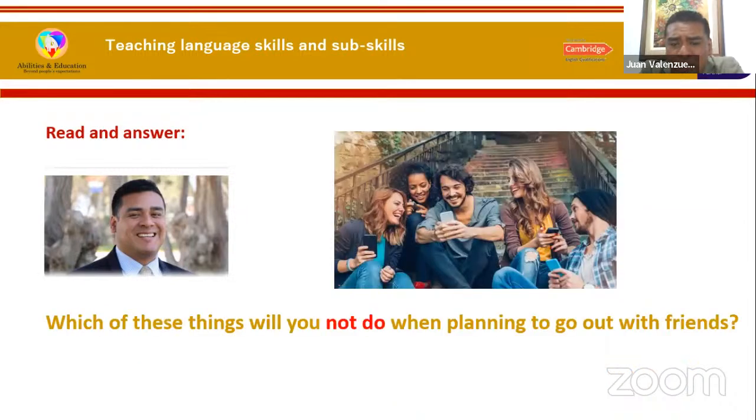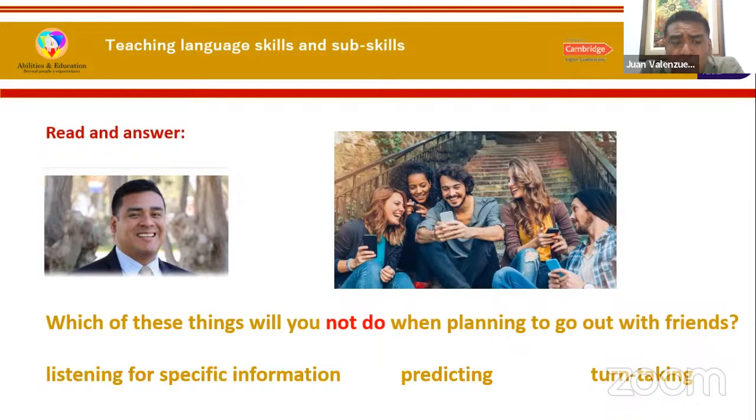Okay, great. Here's another question. Which of the things will you not do when planning to go out with friends? Imagine you want to go out with your friends tonight. Yeah, today's Saturday, right? Today is Saturday. And the body knows. Okay, so imagine you want to plan to go out with friends. So which of these things will you not do when arranging, when planning, when trying to agree on what to do?